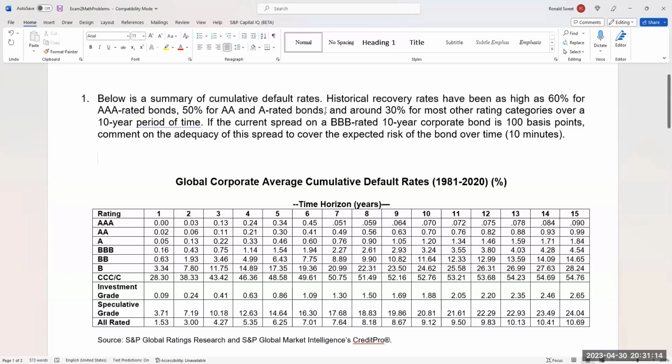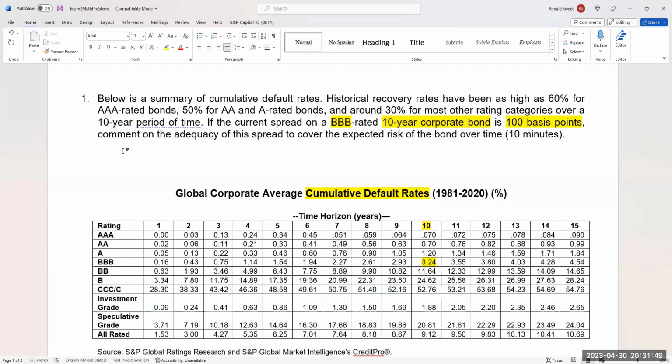So the question here is, what are we asking about? We're asking about a triple B bond, and we're looking at a 10-year bond. It's paying a 100 basis point spread. And so we look at 10 years here in triple B, and we see the cumulative default rate is 3.24. That doesn't mean you're going to lose 3.24%. It means over 10 years, you'll accumulate 3.24.